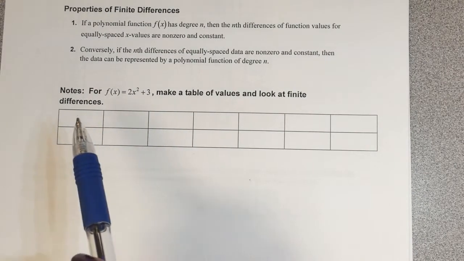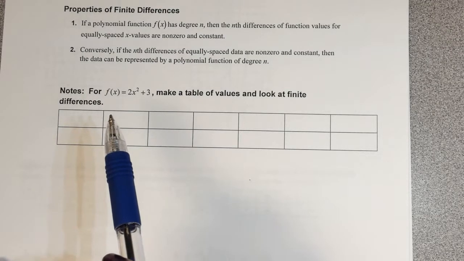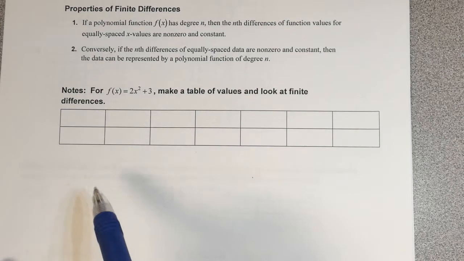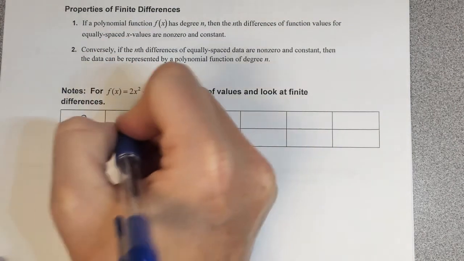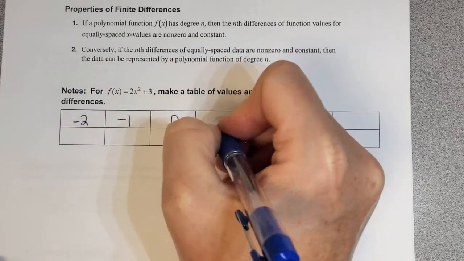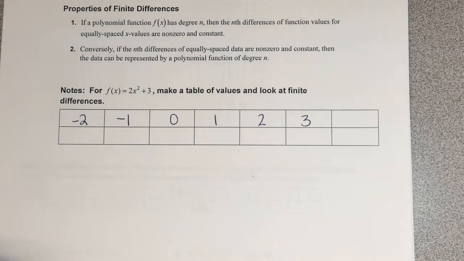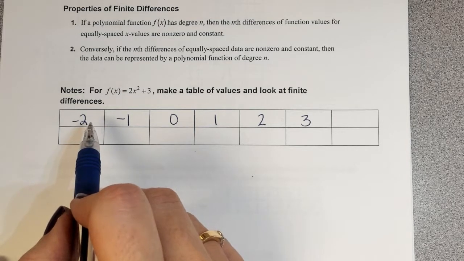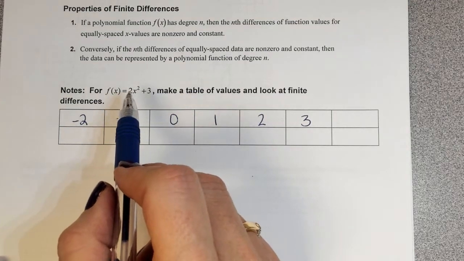It says for f of x equals 2x squared plus 3, make a table of values and look at finite differences. All right, so we're going to make a table of values. We'll use -2, -1, 0, 1, 2, and 3. That's enough. These are evenly spaced. They're going up by 1 every time. So to find my y values, I'm just going to substitute in.